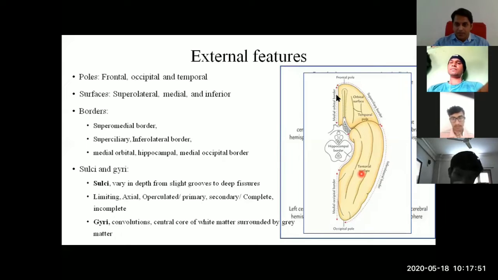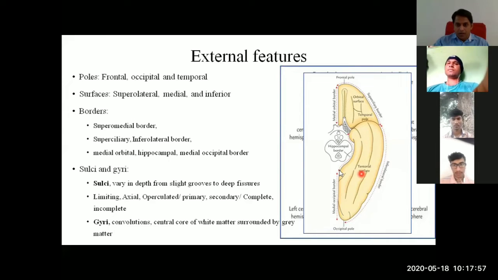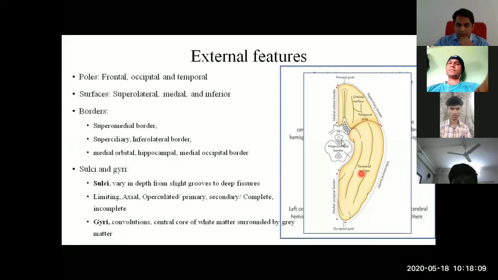Right in the midline, you can see the medial orbital border, hippocampal border, and medial occipital border. How to remember this: this is right in the medial, so midline, so you can call it medial. This separates the orbital surface. So this is the medial orbital border.